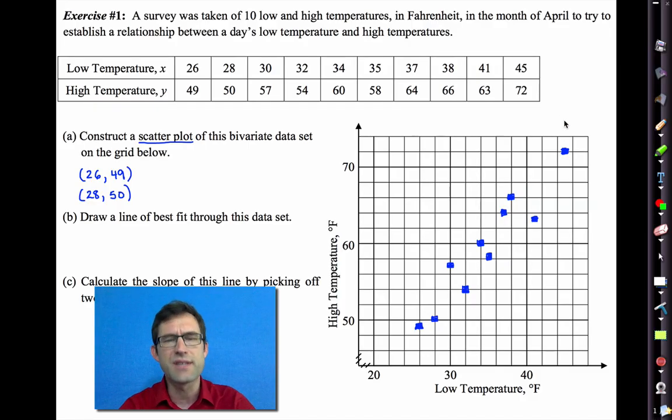So we definitely see a pattern, right? Generally speaking, as the low temperature goes up, the high temperature goes up. It's not a perfect pattern, but it's not a bad pattern.